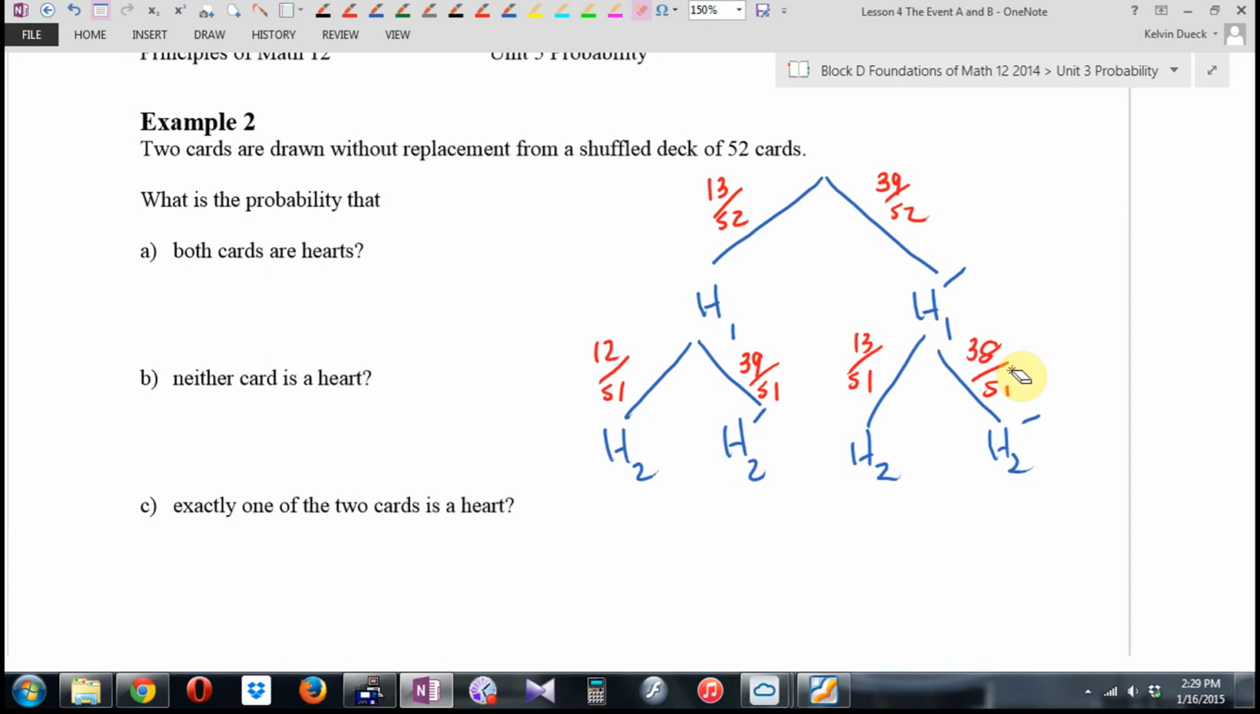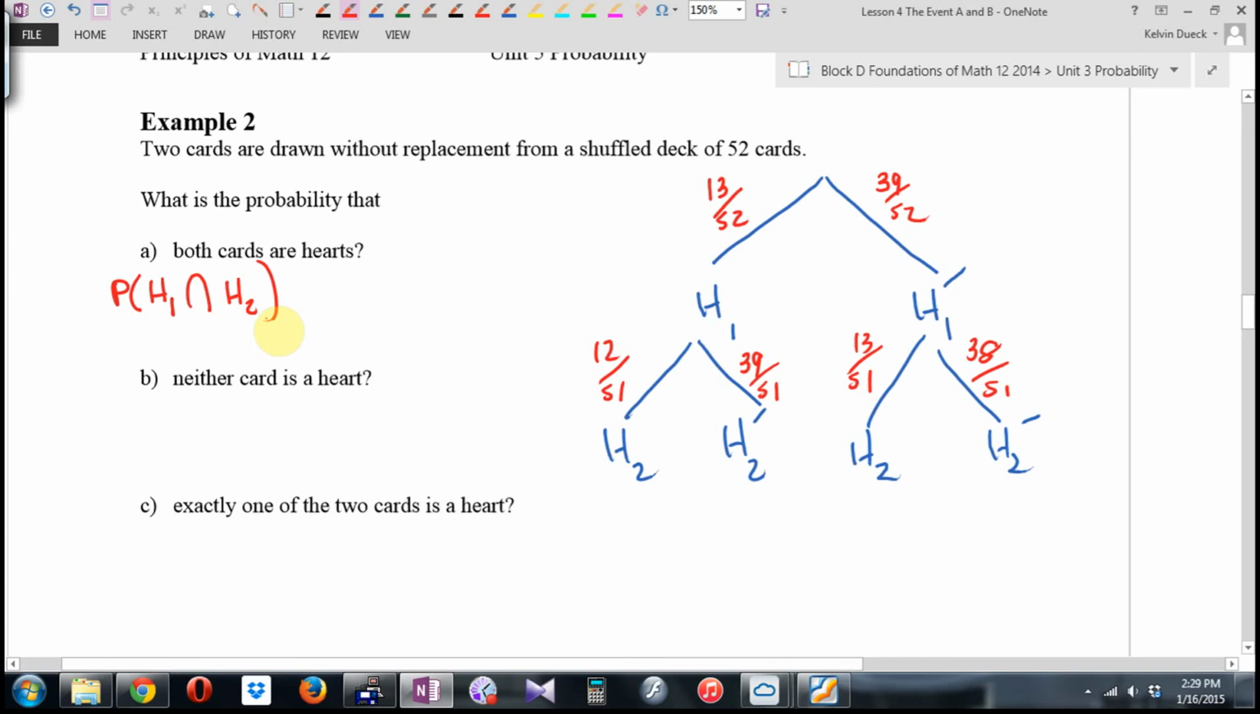Okay. Both cards are hearts. What two numbers am I going to multiply? Oh, first of all, let's give you the notation. This would be heart 1 and heart 2, so that you get used to the workbook notation and it doesn't freak you out. Let's start writing that.